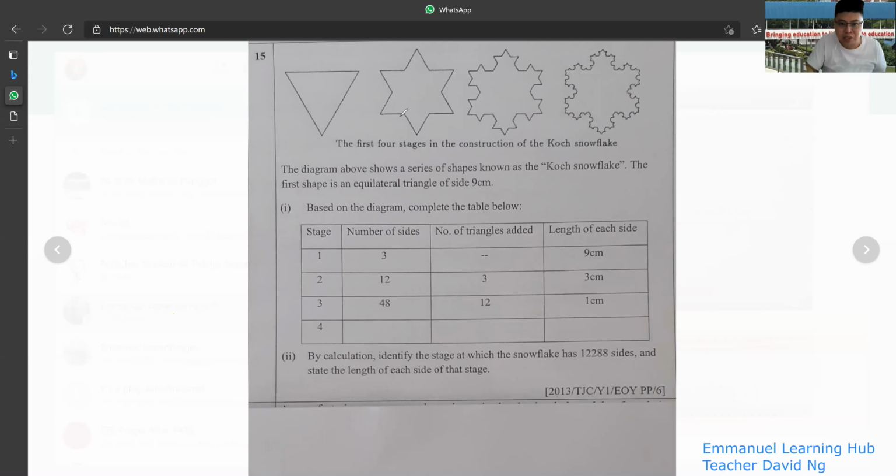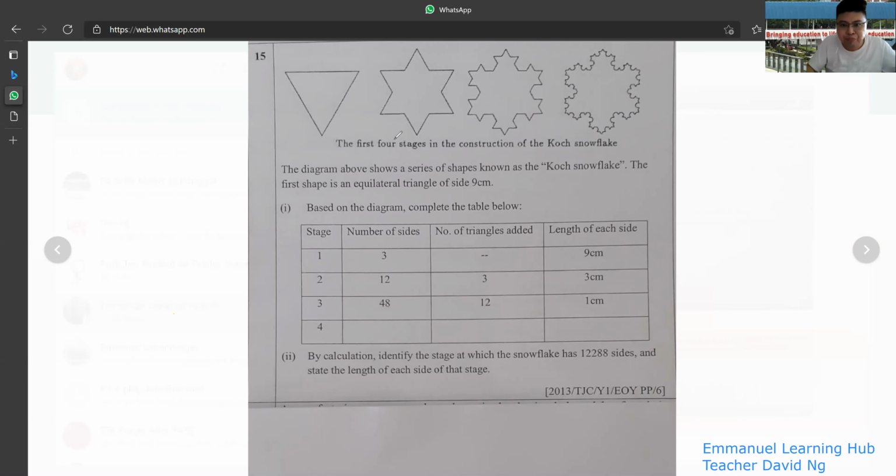Stage 2, number of sides is 12. Okay, 1, 2, 3, 4, 5, 6, 7, 8, 9, 10, 11, 12. So number of sides is 12. Number of triangles added is 3: 1, 2, and 3, because this is the original triangle, so I added 3 more triangles. Length of side is 3 as well, because this is 9, and 9 divided by 3 is 3. That's how you get 3.